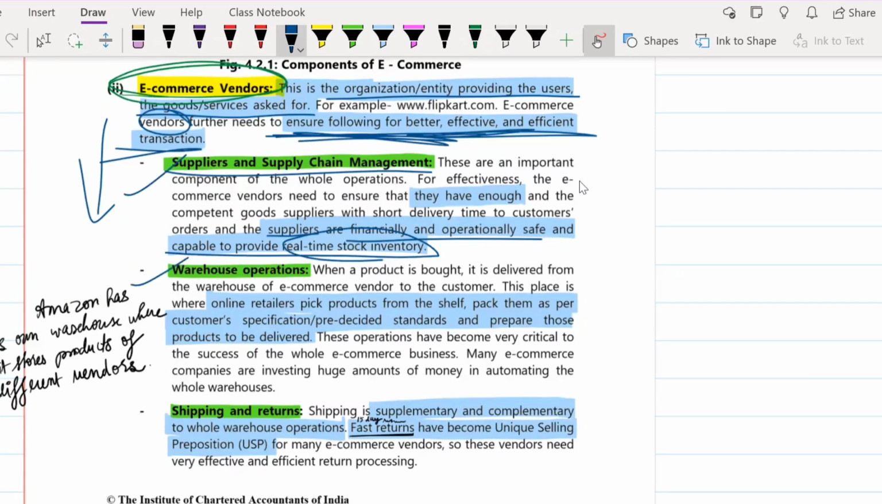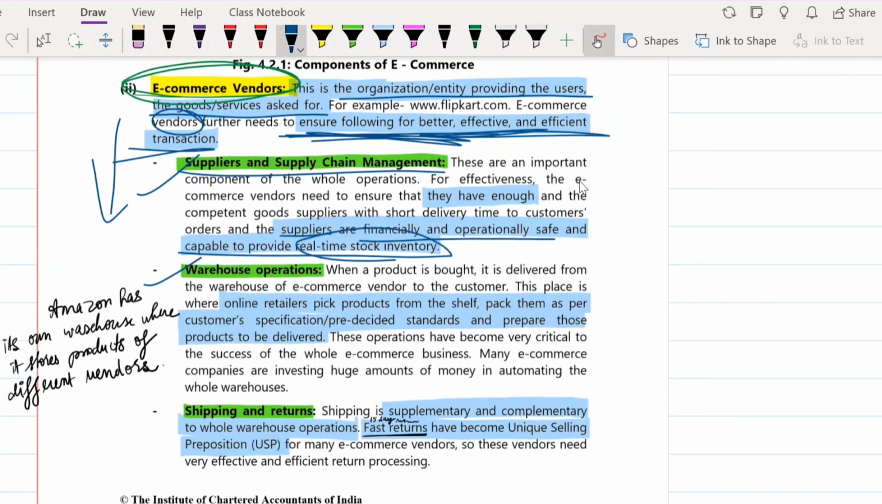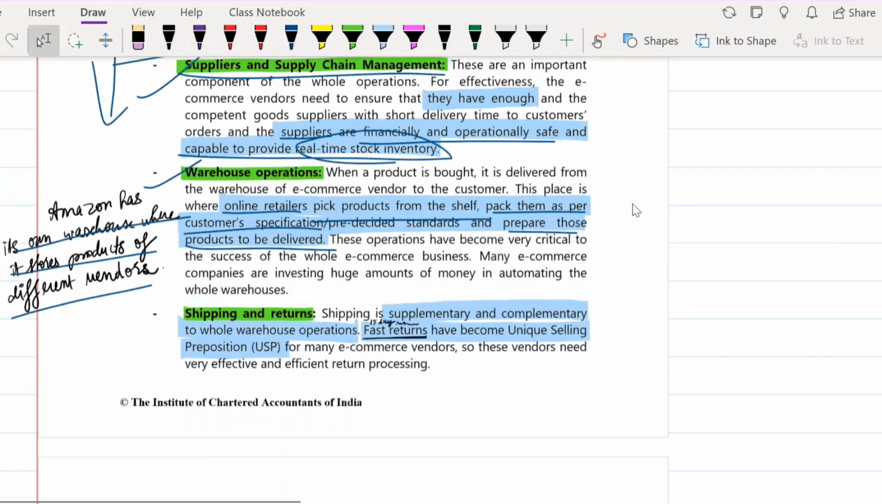Next is warehouse operations. As you all already know, Amazon has its own warehouse where it stores the products of different vendors. Whenever an order is placed with online retailers, the people who are going to deliver it can pick the products from the shelf, pack them as per the customer specification or customer standards, and prepare those products to be delivered. So warehouse operations can also be done by these e-commerce vendors.